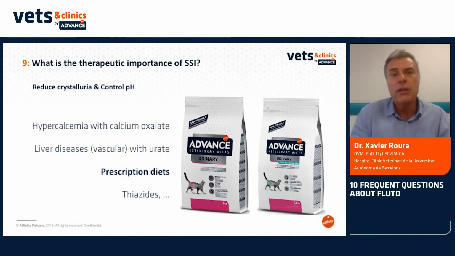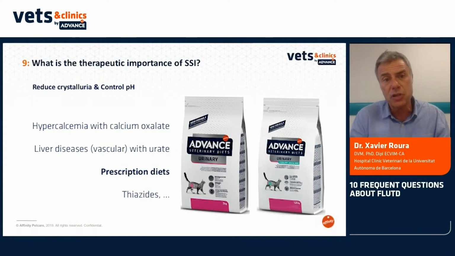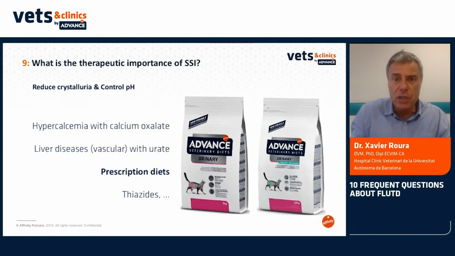We can control the pH, and we can produce a decrease in the urinary specific gravity using canned prescription diet or using dry prescription diet that could be wetted by mixing with hot water. This is the best treatment to decrease the supersaturation index. Very important in the medical treatment and in the prevention of urolithiasis.